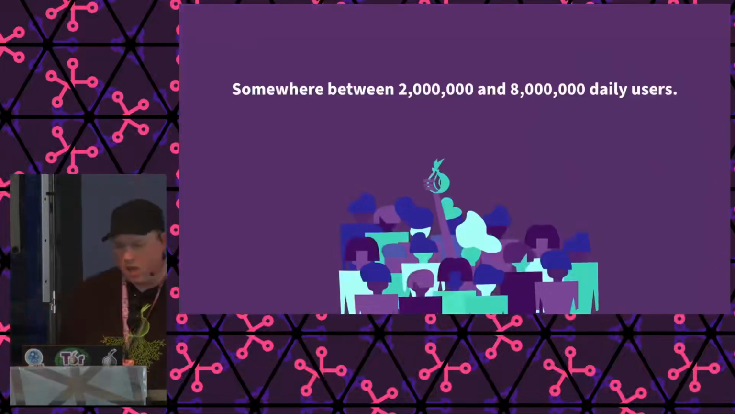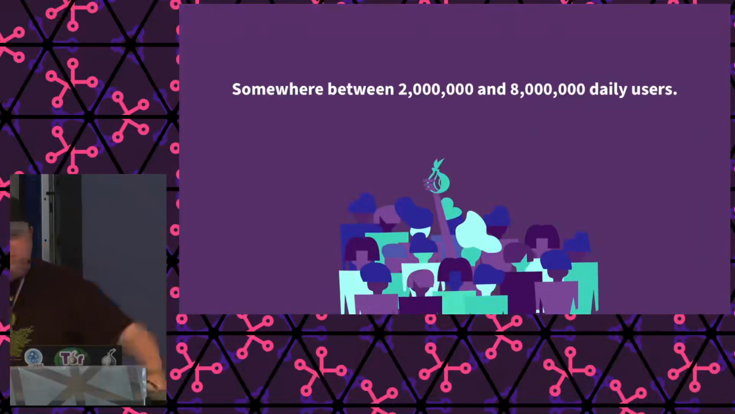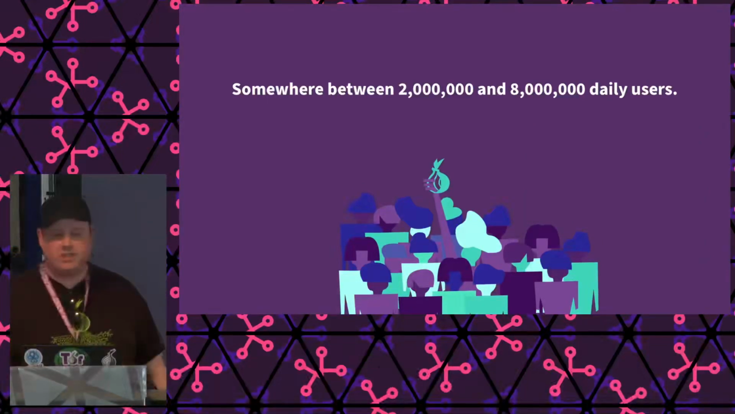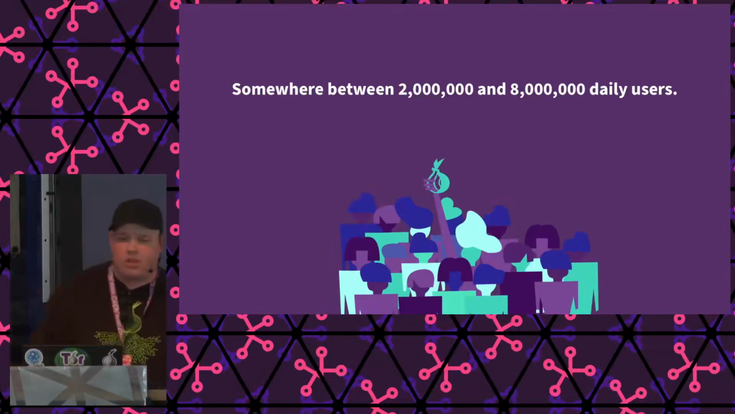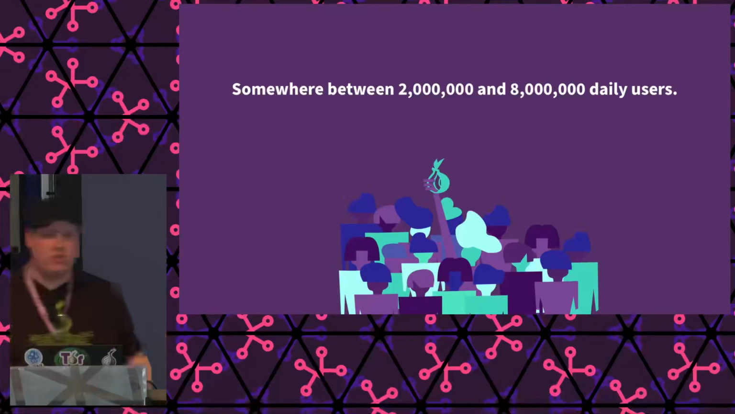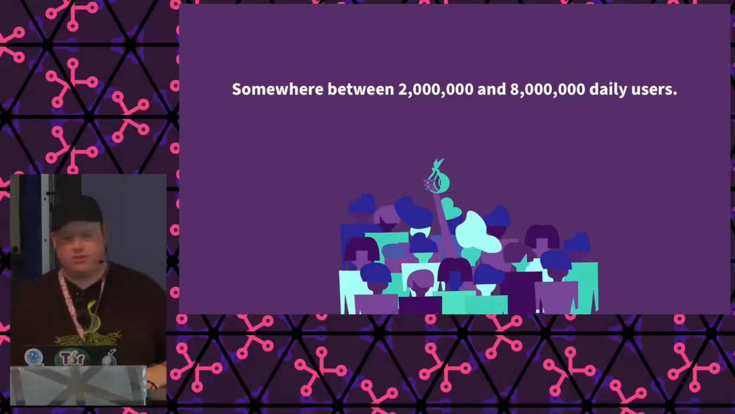So normally when we do software, you get a lot of metrics, we have all these systems today to collect metrics, but because we're doing anonymity, we have a hard time figuring out how many people are actually using it. But the current research seems to indicate that it's somewhere between 2 million and 8 million daily users.